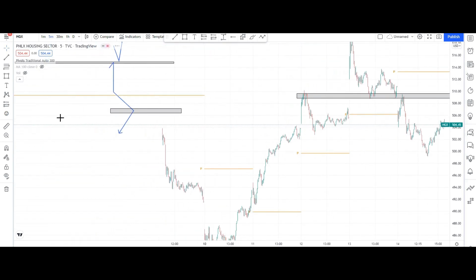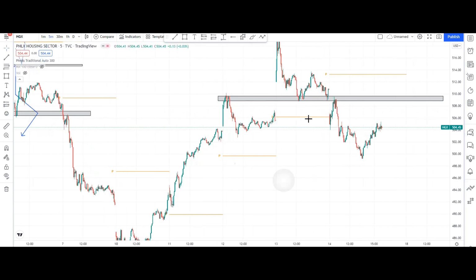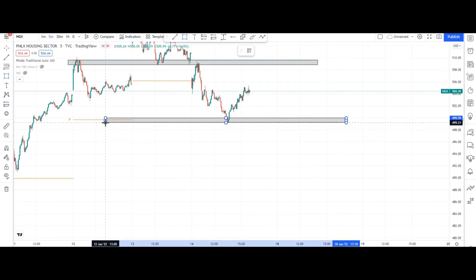Okay guys, once again I will show you. This is one of the major support and resistance areas. Right now it breaks, and now it is continuously consolidating. So a new support and resistance area has been made. Okay guys, so right now this is one of the major supporting areas.